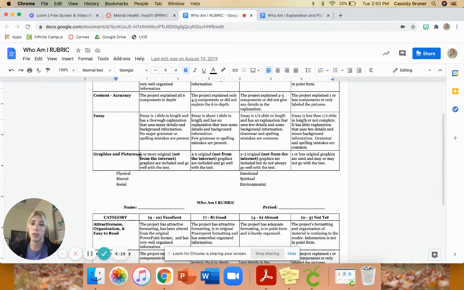And then this one is usually where a lot of people will lose their points. Notice it says 6 or more original graphics are included. If you are using graphics from the internet and not your own creations, you will not earn this portion of the project. Understand? So please make sure that you are using your own images.